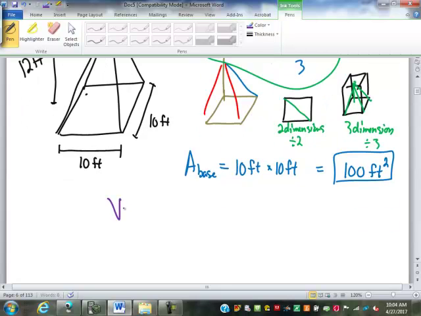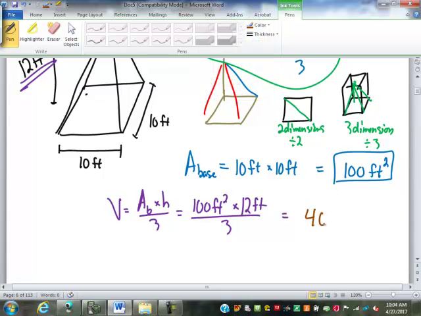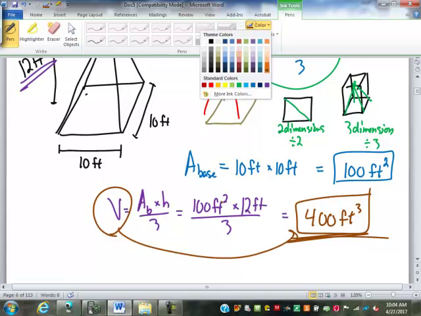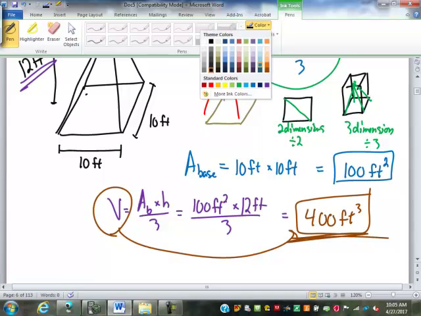So then the volume, area of the base times the height divided by 3. So the area of the base is 100 feet squared times my height of 12 feet divided by 3. That comes out to 400 square feet times feet is feet cubed, or cubic feet. That's my volume. Not bad, right? Let's look at surface area.